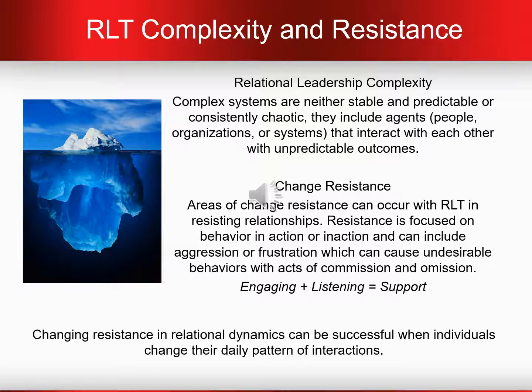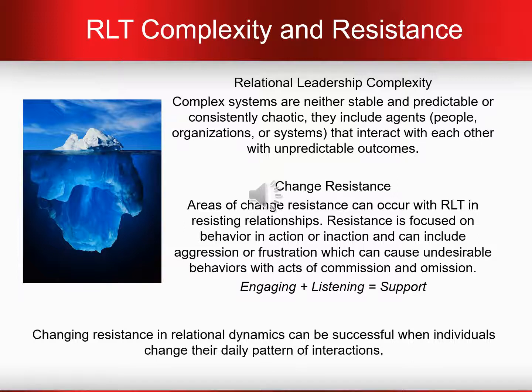Relational leadership complexity. Complex systems are neither stable, nor predictable, nor consistently chaotic. They include agents, people, organizations, or systems that interact with each other with unpredictable outcomes.